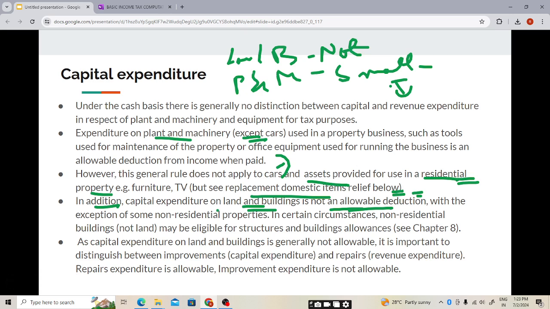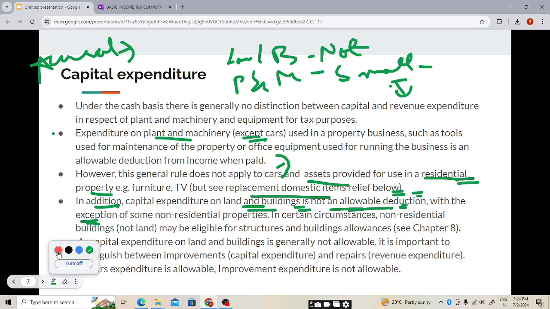In addition, capital expenditure on land and building is not an allowed deduction, with an exception. What is the exception? Capital expenditure on land and building is not allowed under the cash basis. We are still studying the cash basis. Under the cash basis, it is not an allowed expenditure. But there are some exceptions. Whenever you calculate your property income under the accrual basis, capital allowances will be available. So what are capital allowances? We'll study that further.